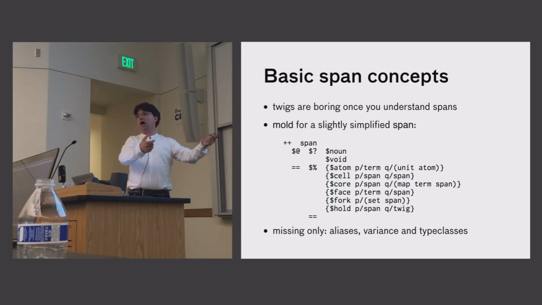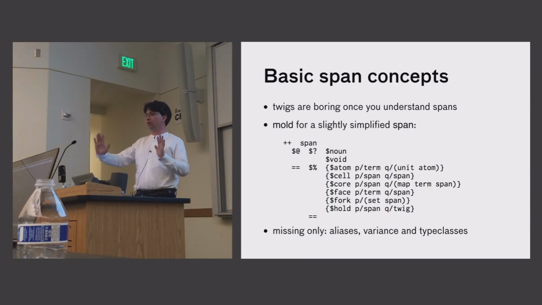What can the set be? It can be noun, which means it could be any noun, any S-expression basically. It could be void, which is an empty set. I'm going to skip over atom and core because I have separate slides for those. A cell, obviously a cell: here's the span of the head, span of the tail. A face: we're going to label this span. Remember that there's no symbol table, so the labels actually live inside the type.